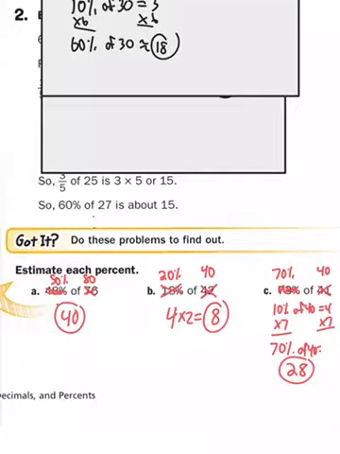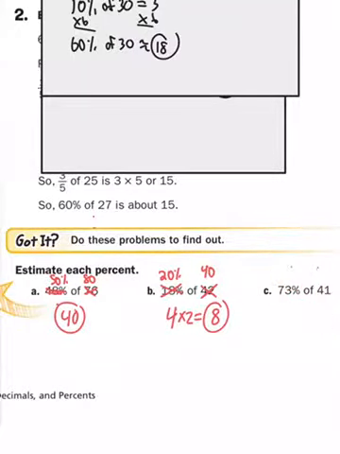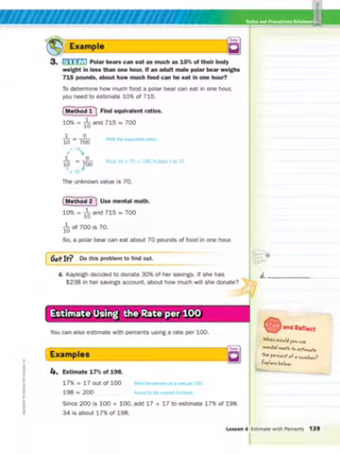I am going to show you one other way, maybe this makes more sense to you. If you know 73% is close to 75%, and 75% is 3/4, you could find 75% of 40 pretty easily, because 1/4 of 40 is 10, so 3/4 of 40 would be 30. So that would be another good estimate. Remember, I had 28 before, so they're both pretty good. All right, on the next page.